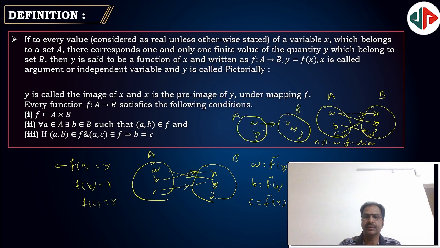A is associated with X, B is associated with Y. This is also not a function. Why? Because C has no association. Every element should have only one association. If any element has more than one association like this, or if any element doesn't have any association, then it is not a function. This is what is meant by a function.